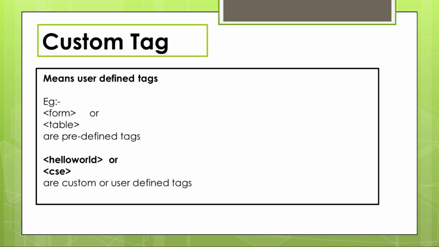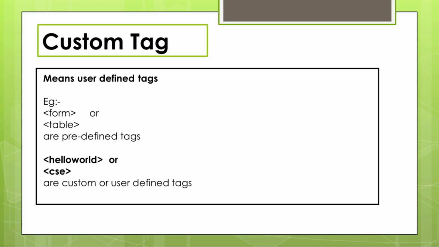So in JSP, not only the predefined tags of HTML like form or table, we can also create a user-defined tag like hello world or CSE or whatever the tag is. According to the business logic or the application that you are going to develop, you can create a tag, define it, and make use of it for your application.